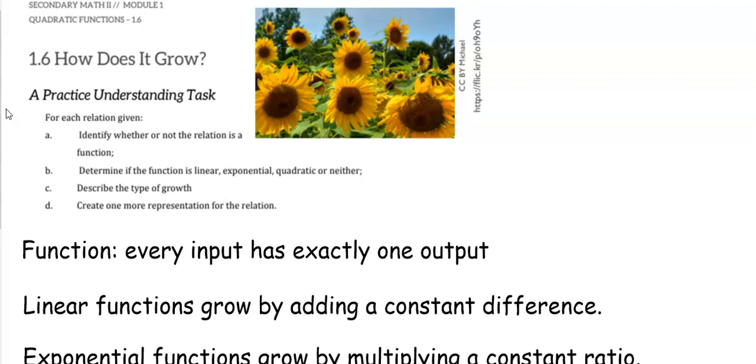For each one, we need to identify whether or not the relation is a function, determine if the function is linear, exponential, quadratic, or neither, describe the type of growth, and create one more representation for the relation.